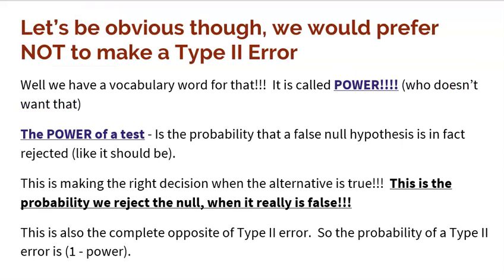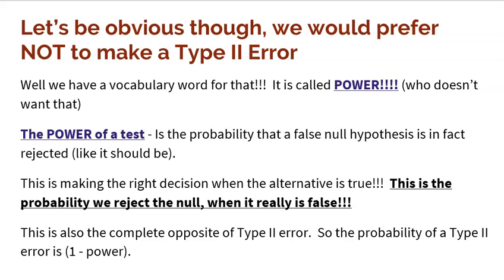Now, let's be obvious. We would prefer not to make a type 2 error, right? If somebody's guilty, we want to send them to jail. So we would prefer not to make a type 2 error. Well, we actually have a vocabulary word for this. It's called power. And who doesn't want power? So this is a statistical term. Everybody knows the word power in a lot of other contexts, but in statistics class, the word power is actually a vocabulary word that has a statistical meaning.